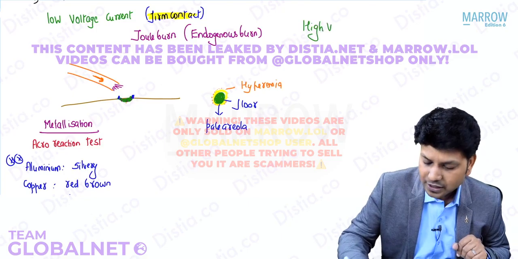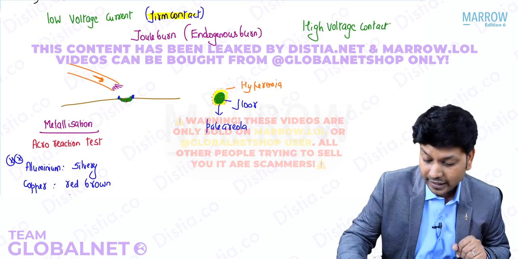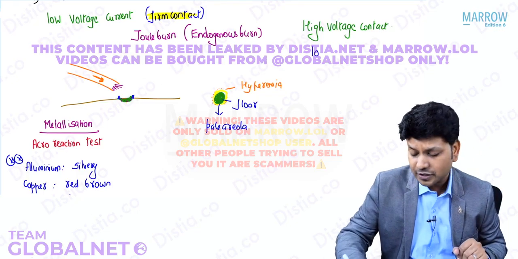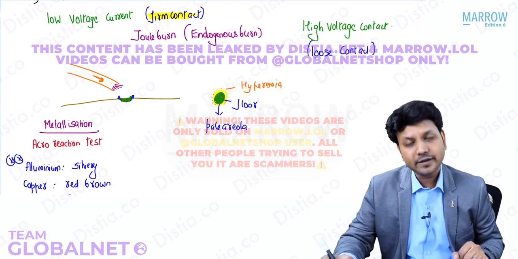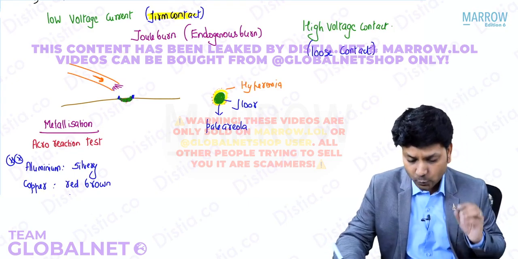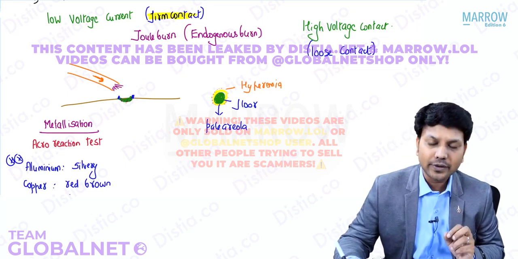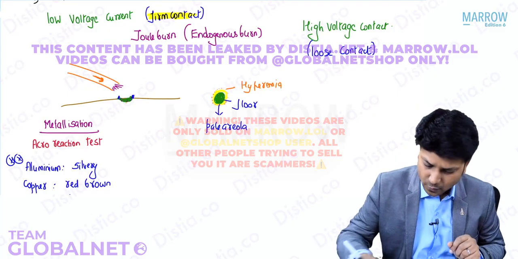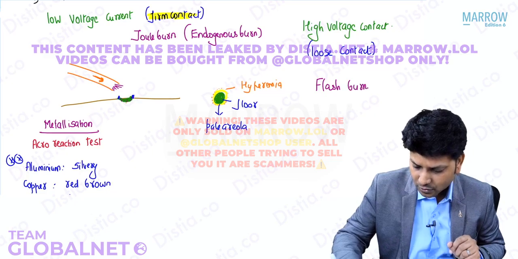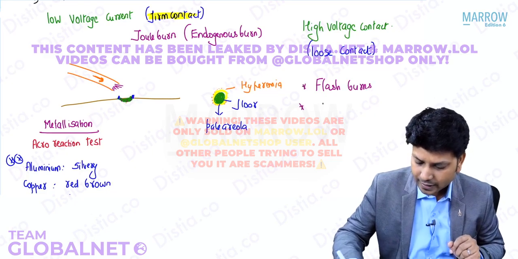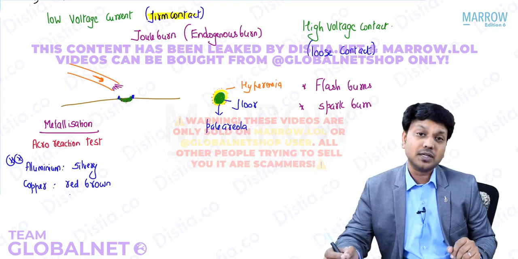If it is a high voltage burn, there need not be any kind of firm contact. Even loose contact is sufficient, because high voltage current will pass an air gap as well. It jumps the air gap as well. We get two important types of burns. One is flash burns. And do remember, if there is a spark, you will get spark burn as well.